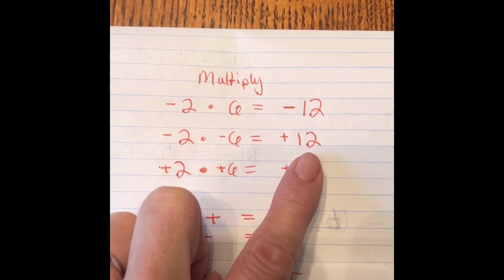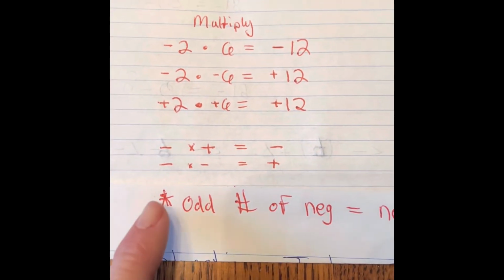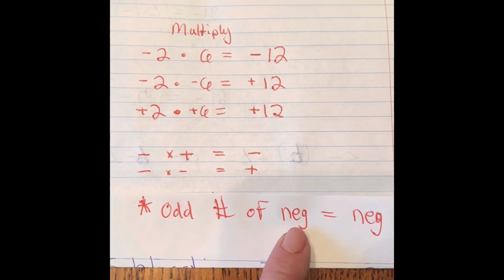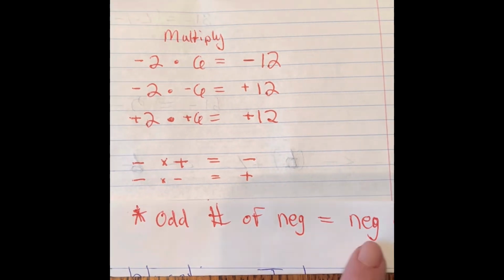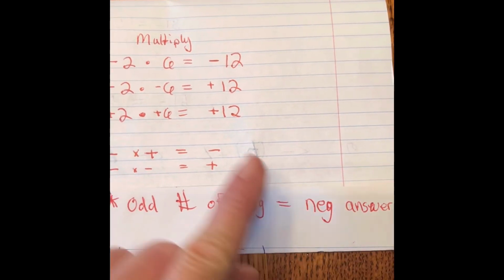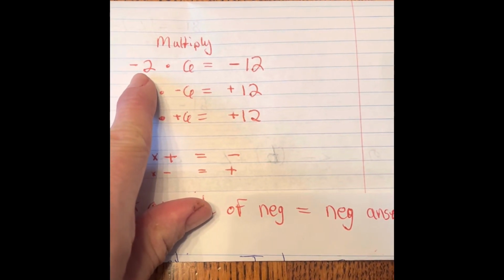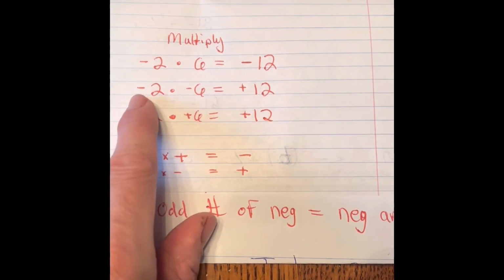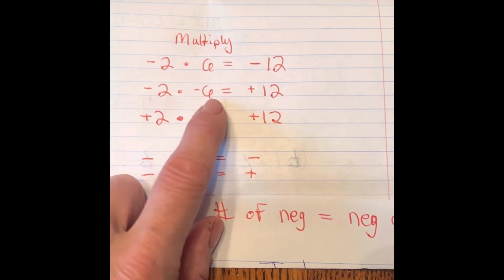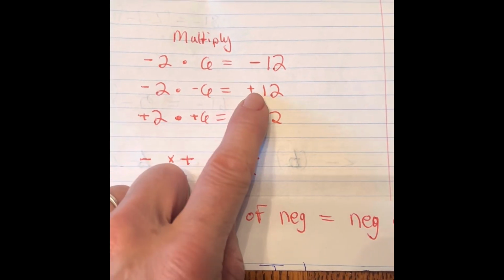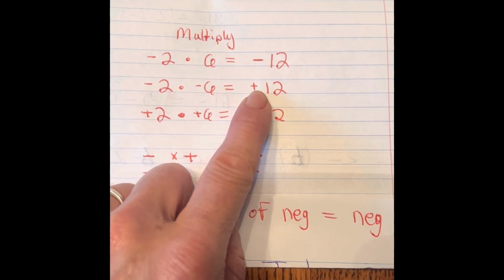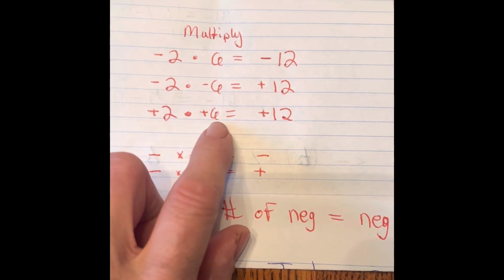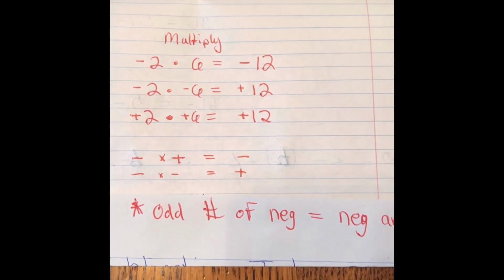So think about that. Here's something to remember. An odd number of negatives multiplied together will give you a negative answer. So we have one negative, that's an odd number of negatives, and we got a negative answer. Here we have two negatives, that's an even number of negatives, so we get a positive answer. And here we don't have any negatives, so we get a positive. Okay.